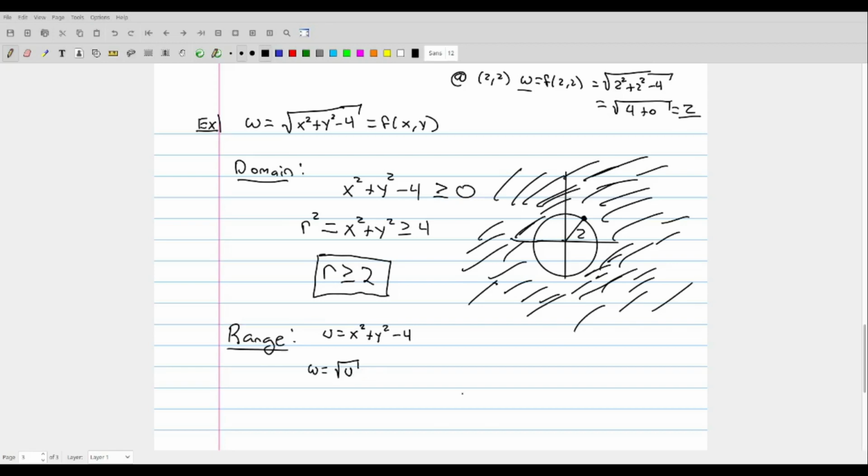And what that means is that if you look at the square root function for u, it is only defined when u is positive. And specifically it looks exactly like this.